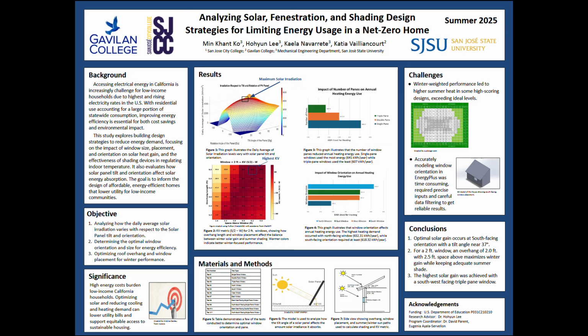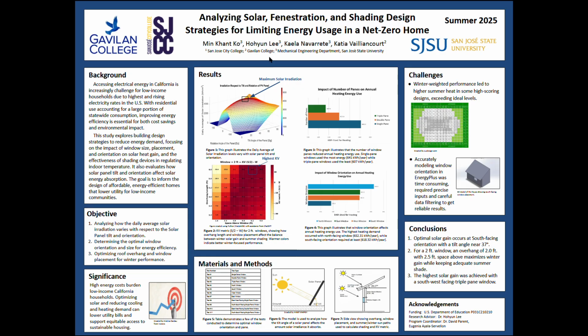Now, for the significance of these objectives, high energy costs burden low-income California households, and optimizing solar and reducing cooling and heating demand can lower utility bills and support equitable access to sustainable housing, which is very important, especially here in San Jose State, or San Jose City surrounding San Jose State, where housing is becoming increasingly expensive, as well as summers are getting hotter due to global warming and more AC is needing to be used. So this lowering of utility bills could really help the population here.